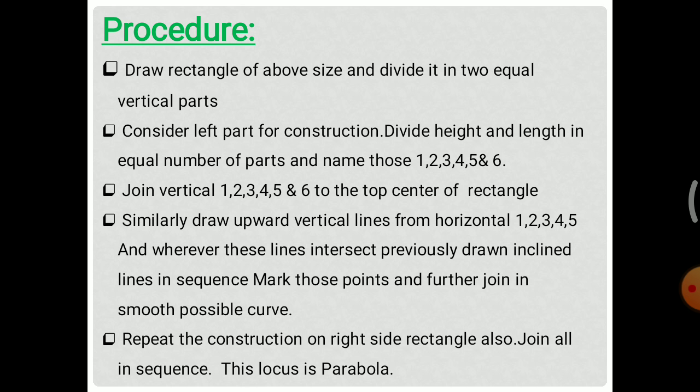Join vertical points 1 2 3 4 5 6 to the top center of the rectangle. So we have joined the top center of the rectangle with these vertical points. Similarly, draw the upward vertical lines from horizontal 1, 2, 3, 4, 5, 6, and wherever these lines intersect the previously drawn inclined lines in sequence, mark those points and join them in a smooth curve. Join these through a smooth curve by using freehand construction.